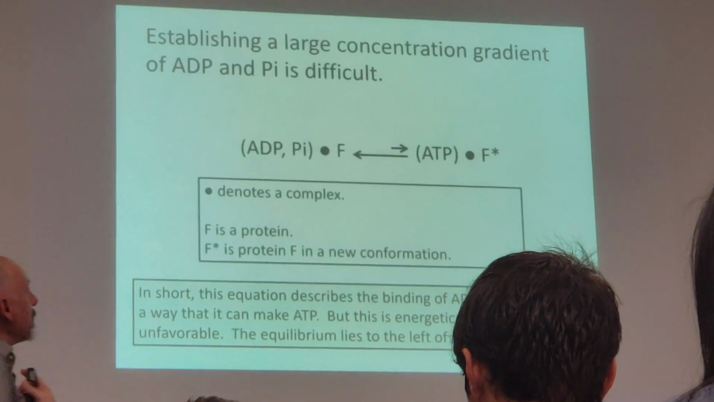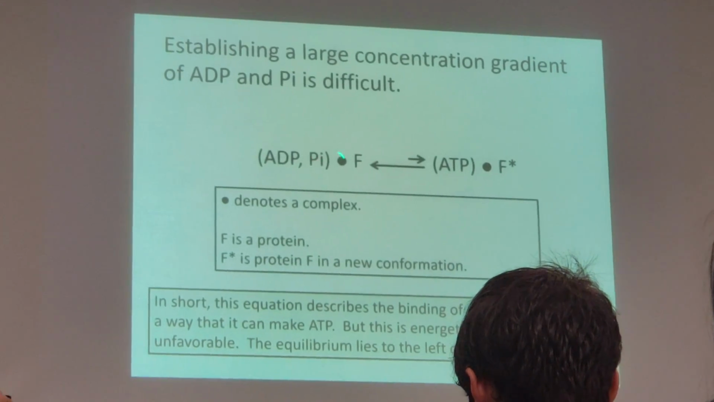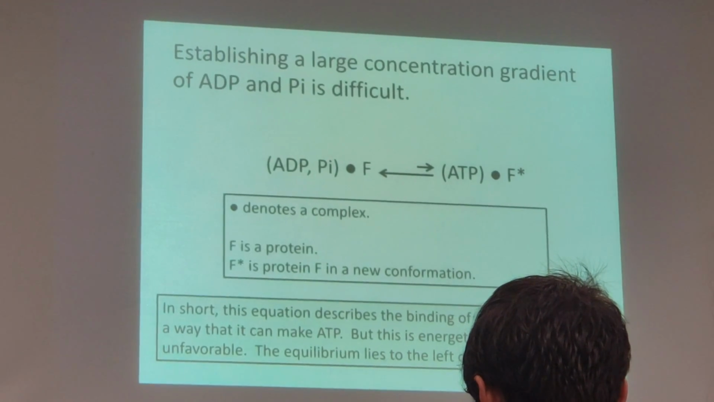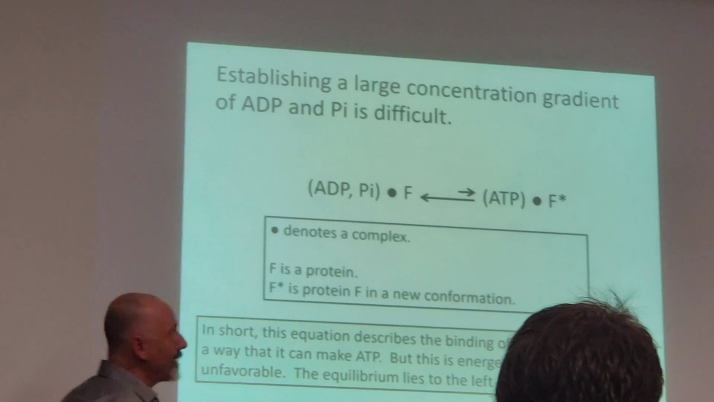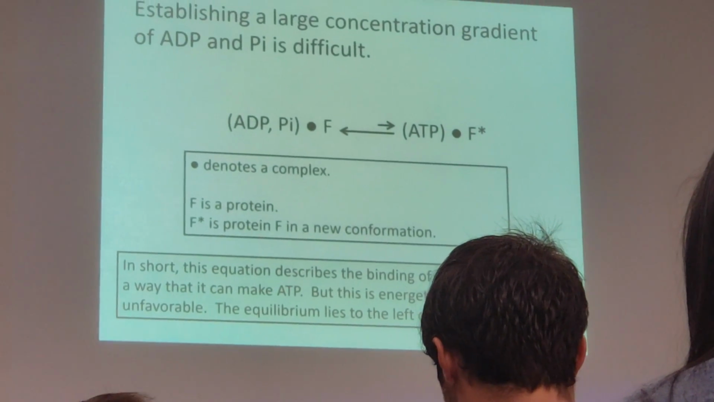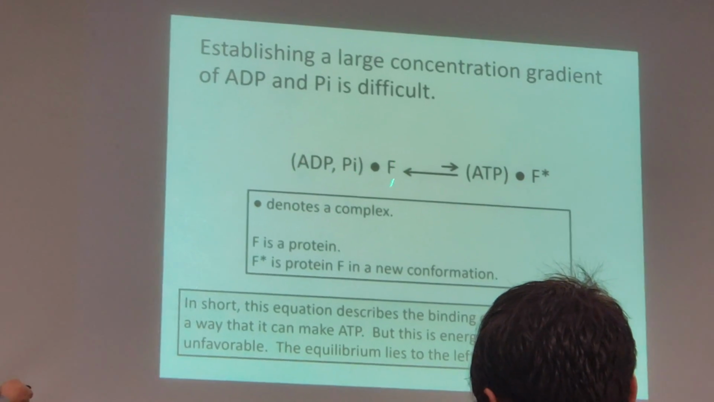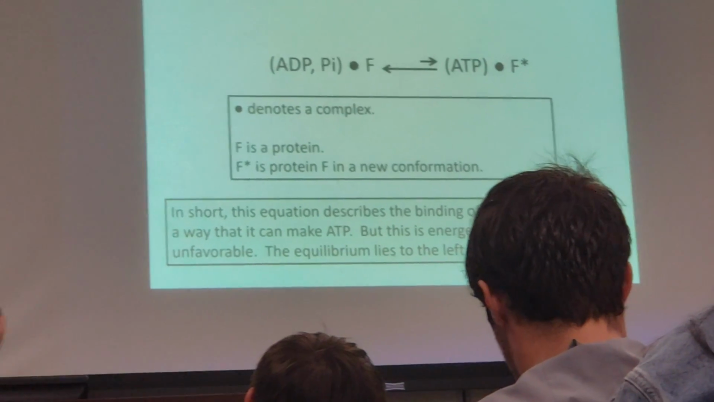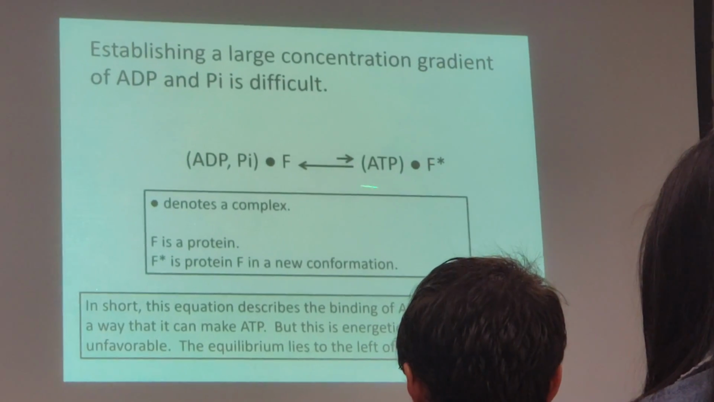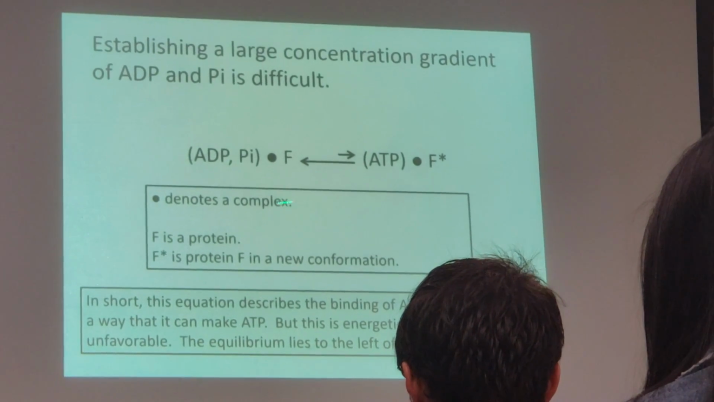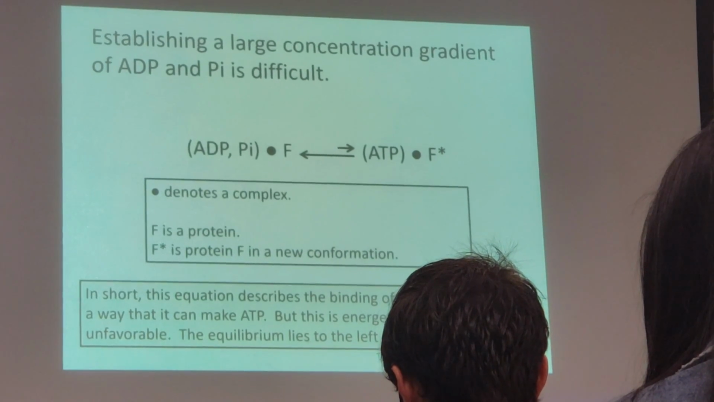I'm going to use this notation a lot, especially when we're doing some molecular recognition. When I have a big dot like here, that denotes a complex. In this particular scenario, F is the protein, the ATPase itself. So here's a general equilibrium of ADP and inorganic phosphate making a complex with F, the ATPase. And then that is going in some equilibrium to ATP and F star. That's the product of the reaction, that's ATP synthesis, and F star is just some new conformation of protein F.